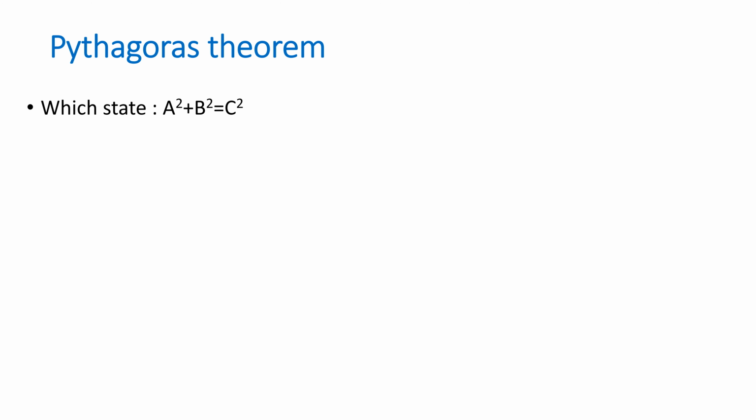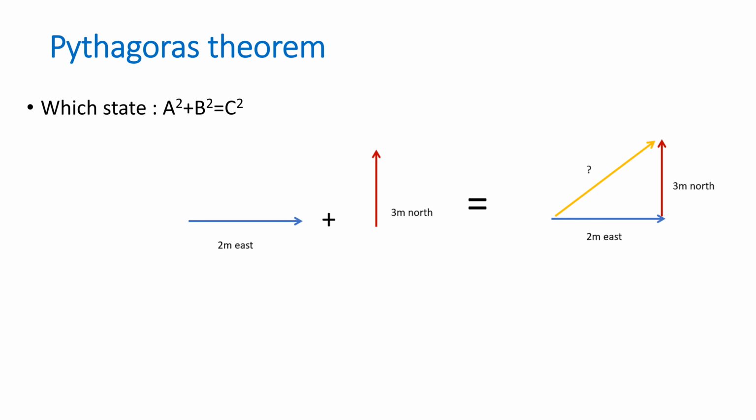Well, for this example we would use the Pythagorean theorem, which states a squared plus b squared equals c squared. So this is the example that we looked through. We know that a is 2 meters and b is 3 meters. And you can swap a and b. You can put a as 3 meters and b as 2 meters, but I will leave it as that.